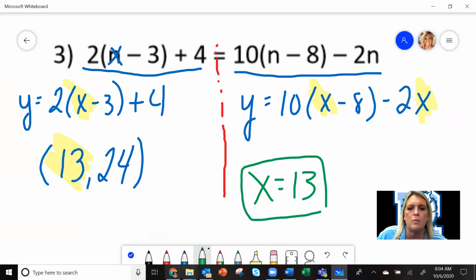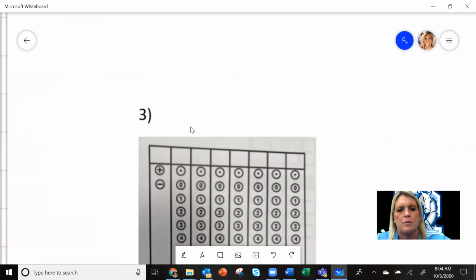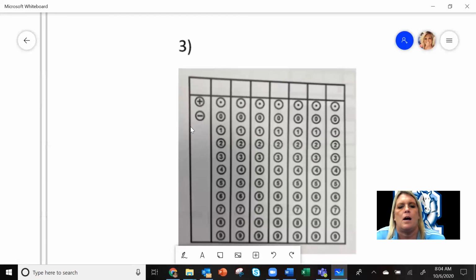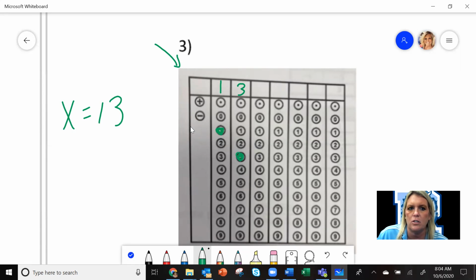So now, how do we go in and bubble that in? Well, let me go down to the bubble in grid. There we go. I have x equals 13. It is a positive. I don't need to fill in this first one. I'm going to put a 1 and a 3 and bubble in 1, 3 for 13, and that's all I need to do.